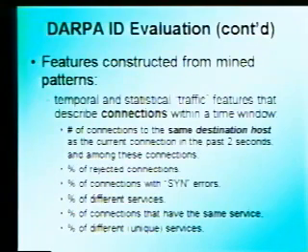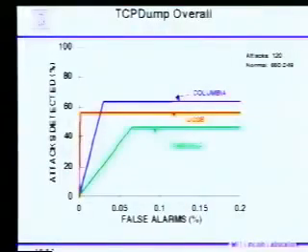Some of the features are the following. For example, how many connections are to the same host, percentage of rejected connections, percentage with SYN errors, percentage of different services, and so on and so forth. And these features are generated automatically from the patterns. And the result seems to be very good. We have a very good result from the evaluation.